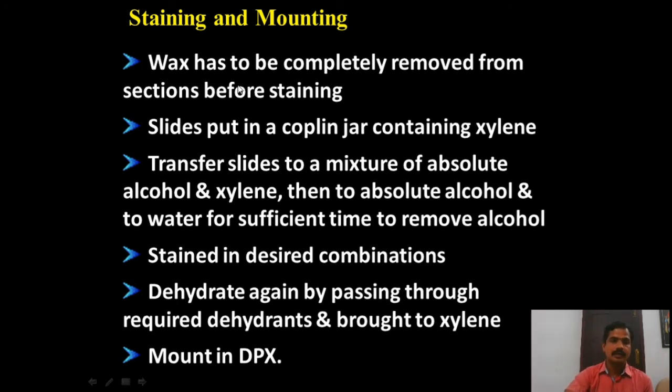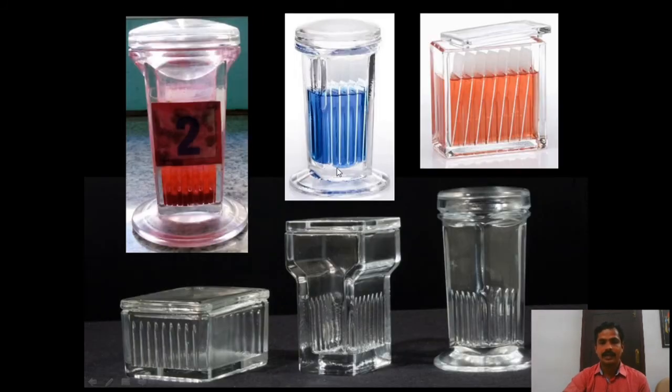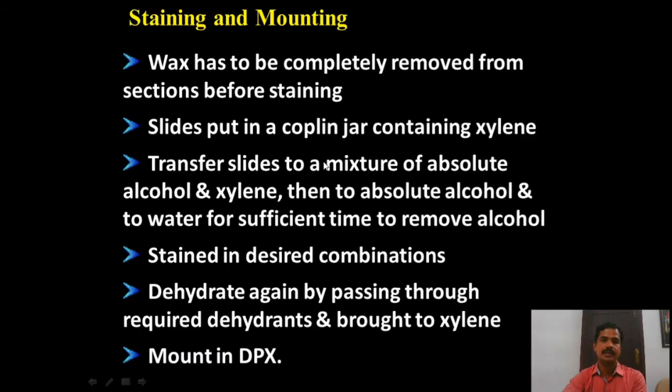Before we proceed to staining, wax should be removed from the specimen. Wax has to be completely removed from sections before staining. Otherwise, staining is not possible. For that, the slides are put in a coupling jar containing xylene. These are different kinds of coupling jars used for the staining procedure of permanent slides. Xylene is used for removing wax.